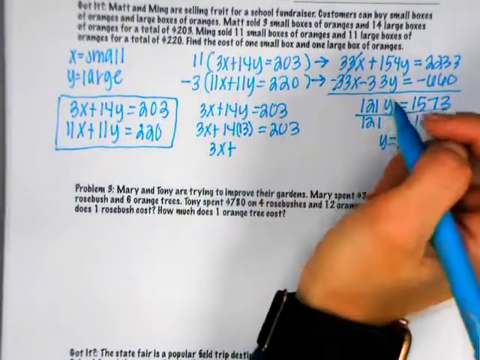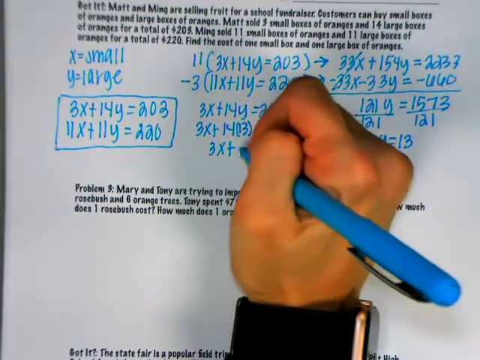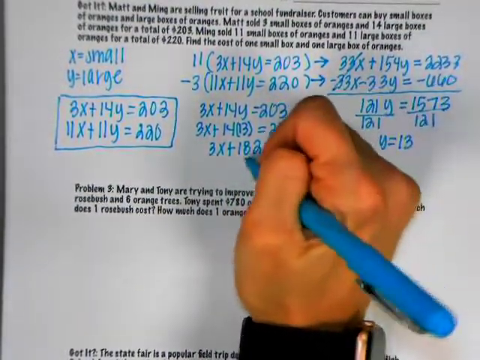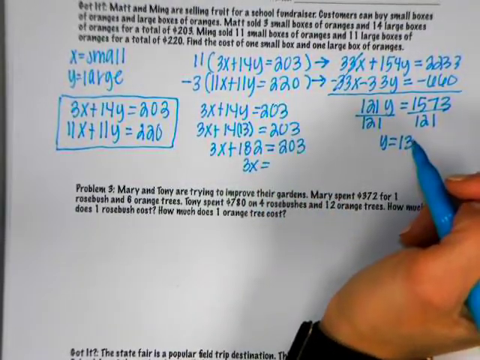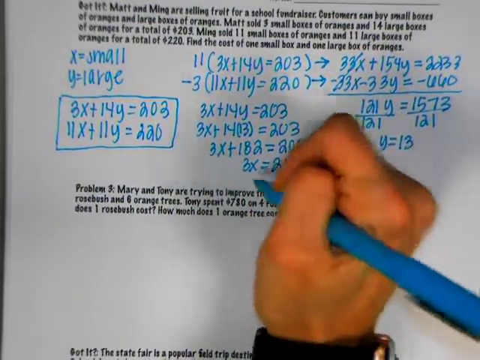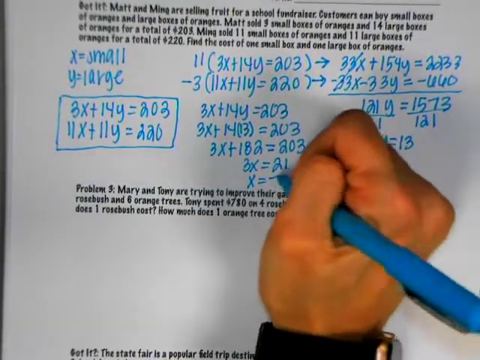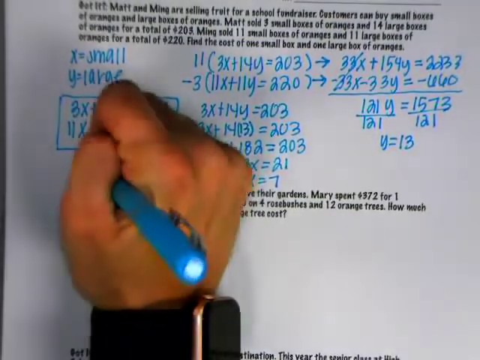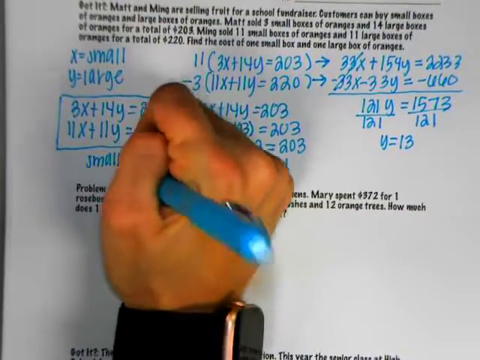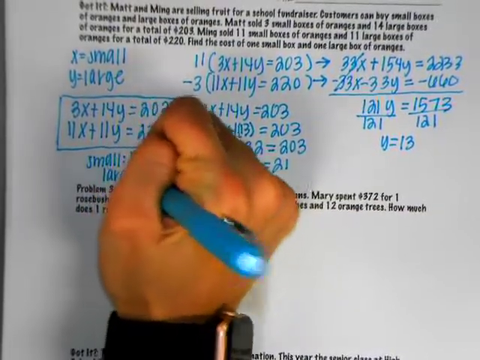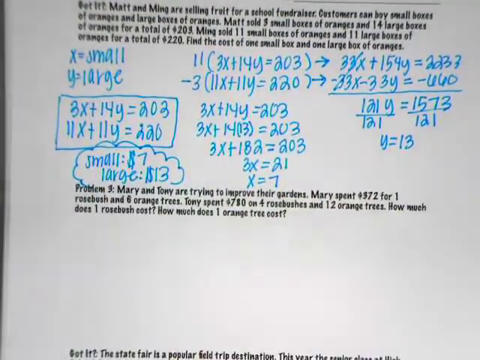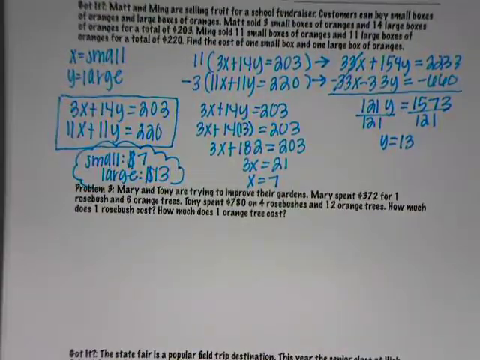X plus, what's 14 times 13? 182 equals 203. 3x equals 21. So x equals what? 7. All right. Holy moly. So, how much does a small box cost? $7. A large box? 13. All right. We good?